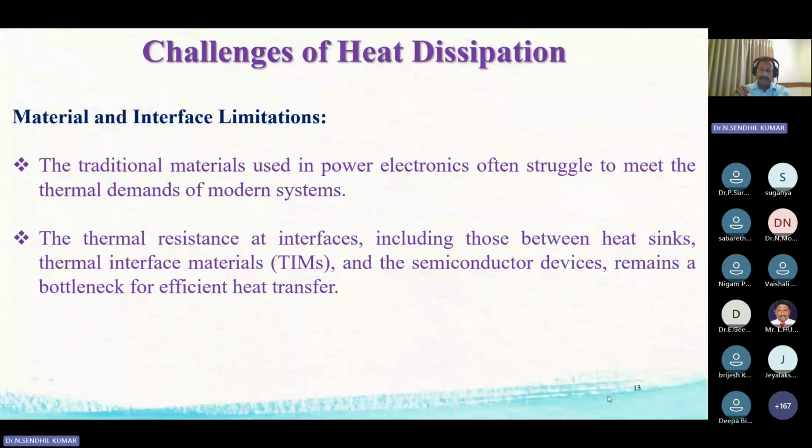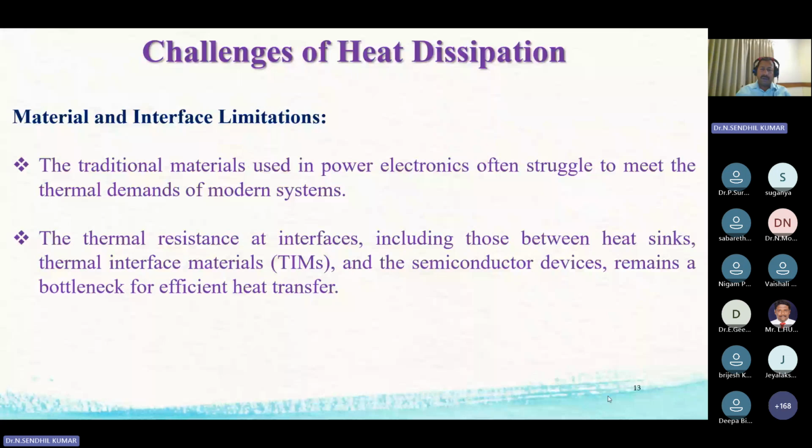So when you install this, material limitation is also there. What type of material we have to insert? Because you cannot insert a huge weight of high thermal conductivity material, weight will also increase. So with traditional materials in modern systems, meeting the thermal demand is also a struggle, a problem.